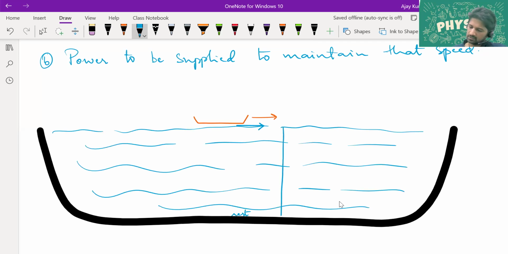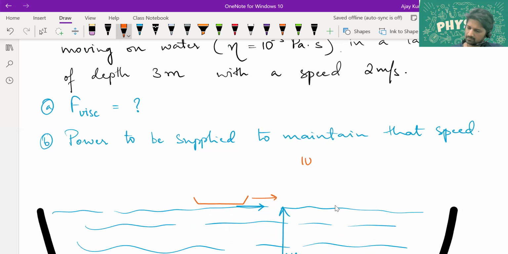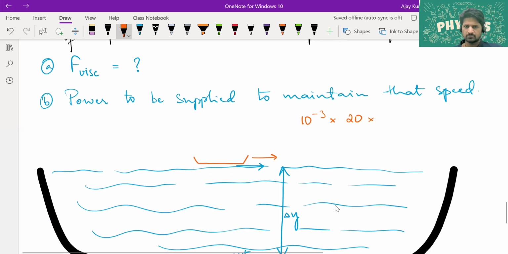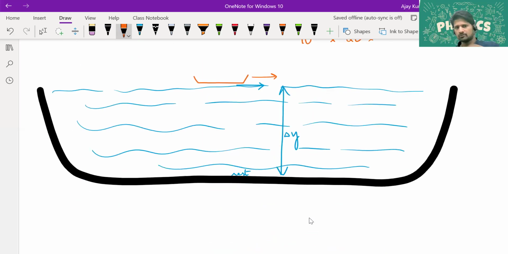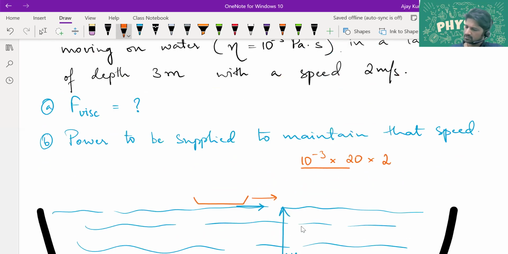So you know the relative velocity between two layers and you know the depth of the lake, so you know the distance between the two layers as well. That's all. You directly apply the formula for viscous force. In this case, the formula is eta A delta V by delta Y. Eta is 10 power minus 3. The area of contact between the boat and water is 20 meters square. Difference in velocities between two layers: the bottommost layer will be at rest, and the topmost layer has to move along with the boat. So that will be 2 meters per second divided by the distance between those two layers, which is 3 meters. That's all. So 40 by 3, 13.33 into 10 power minus 3 newtons.